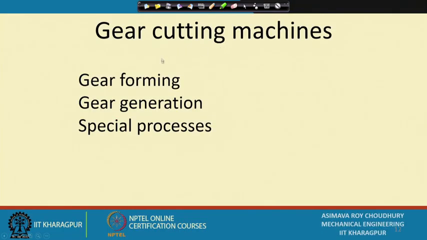You will notice that we have already discussed something about gear cutting in case of milling machines. In milling machines, we have discussed forming methods, that means where the shape of the cutter is a conjugate or opposite of the job shape, and that is what we have done in milling. So, I will just jot down those notes.